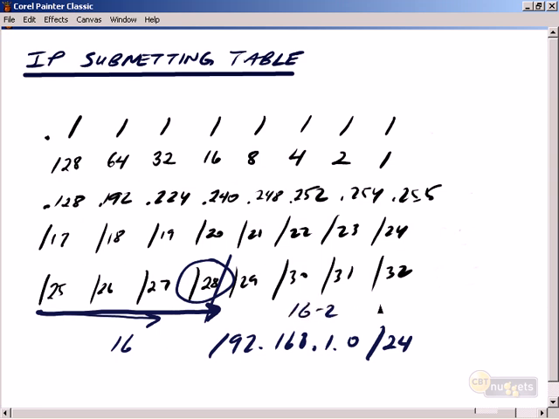16 minus 2 is 14. That accommodates for my 12 hosts. So now I'll change my mask to /28, and I would address my host accordingly.